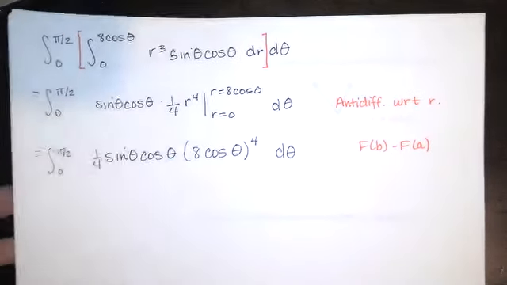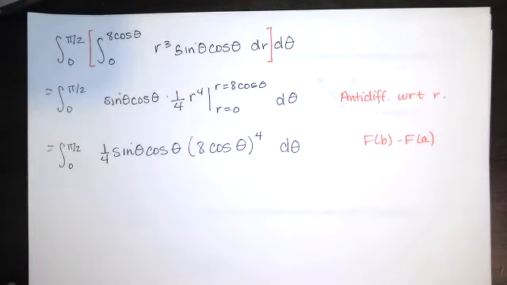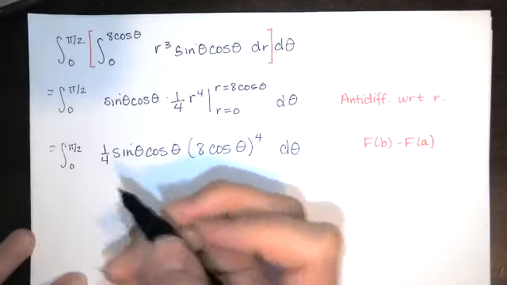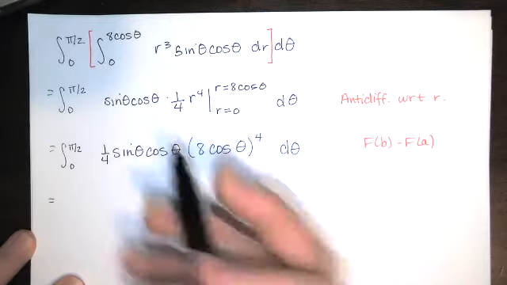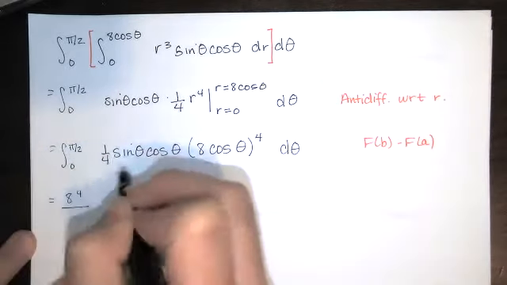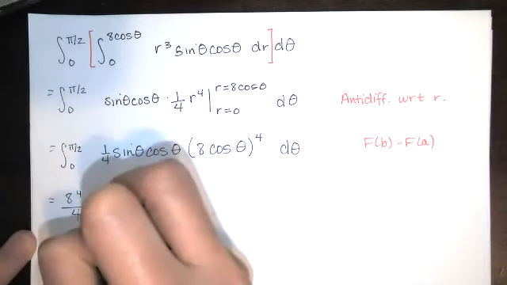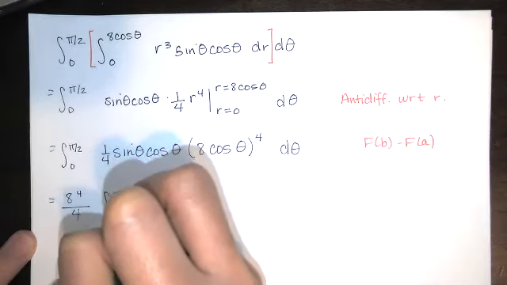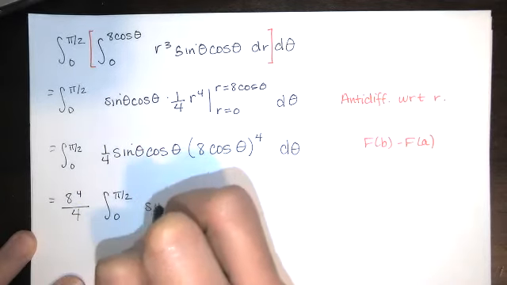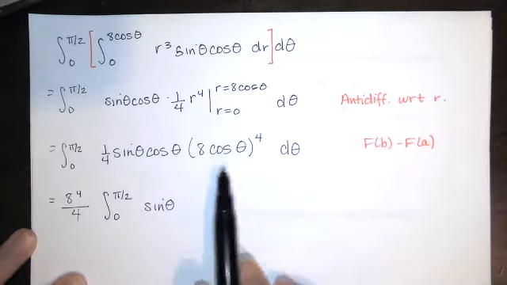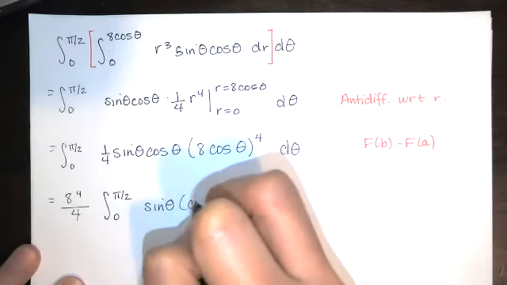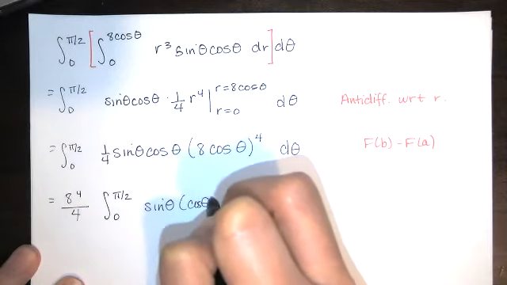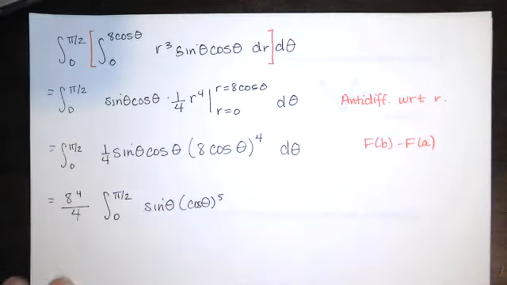And now we've just got to do a little bit more algebra and then finish this. So we have 8 to the 4th. You can factor that out. And you're dividing by 4. We've got a sine of theta over here. And you've got 4 cosines times an extra cosine. So that's cosine of theta to the 5th. Now you could write that as cosine to the 5th of theta.